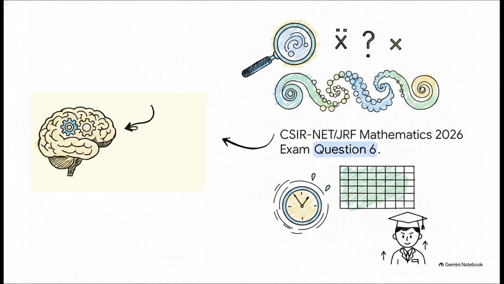The question asks us to find the value of a matrix, let's call it matrix A, raised to the power of 20. The initial matrix A is a standard 2x2 grid. The top row is 3, -2, and the bottom row is 2, -1. And the question gives us 4 multiple choice options for what this matrix is going to look like after it's multiplied by itself 20 times.